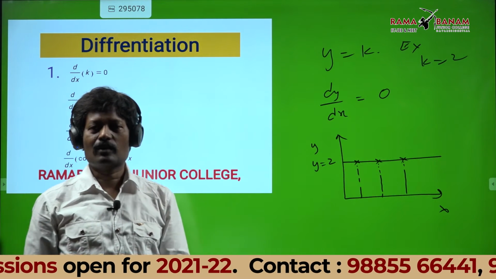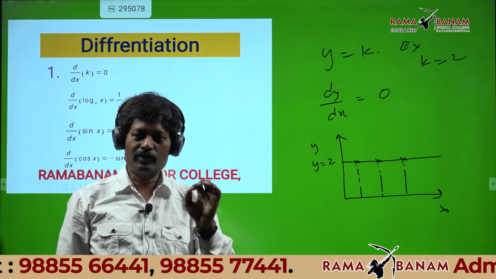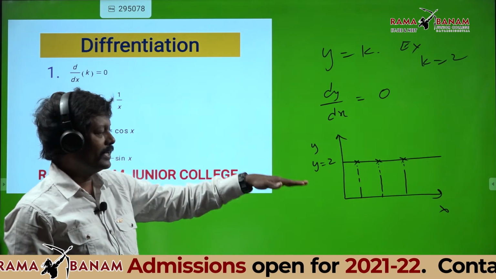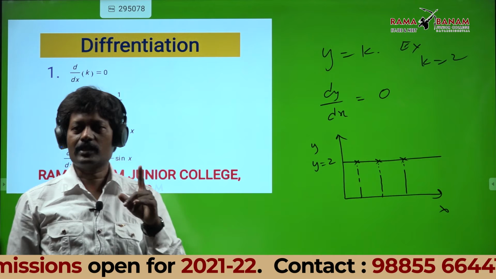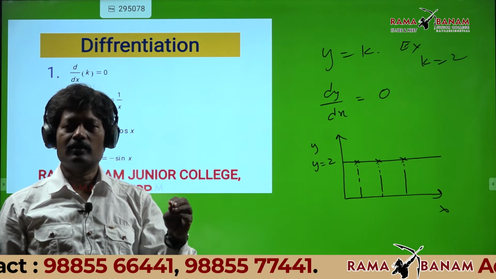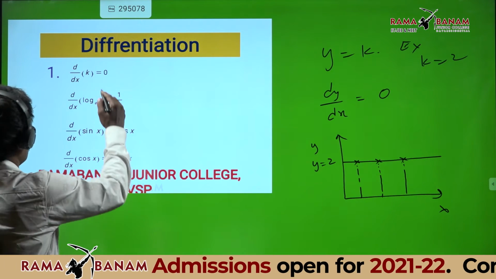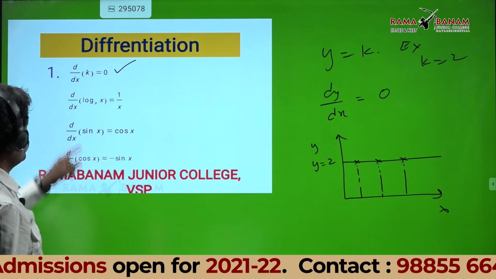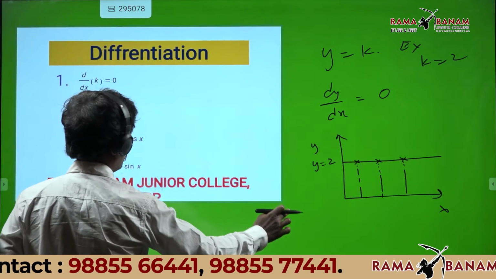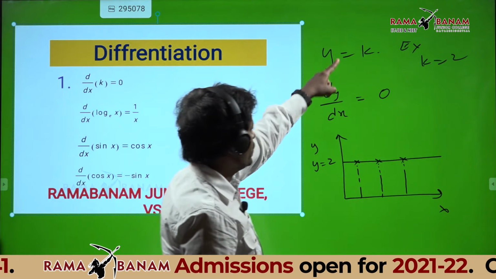So what is the derivative of a constant? 0. Derivative means slope. Slope of the function, or slope of a line parallel to x axis, is 0. Always remember, derivatives of constants are 0. Derivative of 10 is 0, derivative of 2 is 0, derivative of 5 is 0. That is the indication here, the first one. So write down this formula, d by dx of k equal to 0. First formula write down, and the explanation is here at the side.